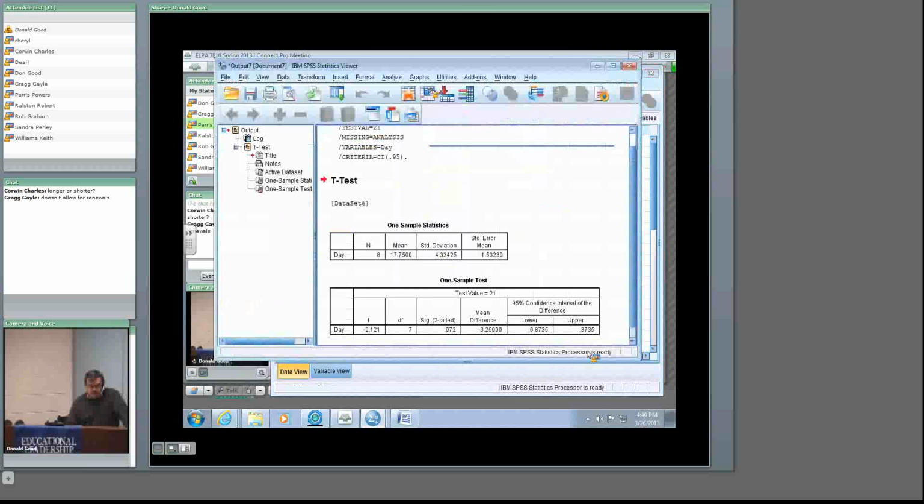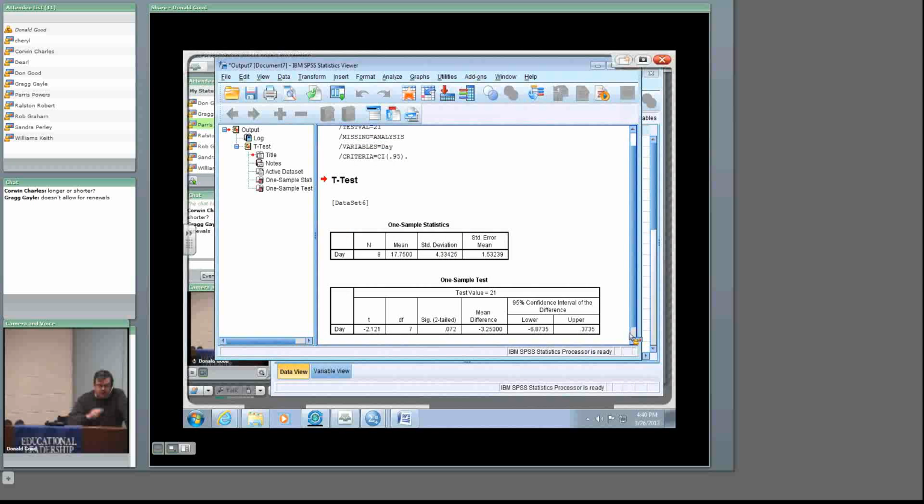Now, some key things here. It tells me that my mean is 17.75 days. So they're checking out books a little less than 18. Now, if the time limit was longer than 21, would they check them out longer? I don't know. Maybe. That's why I think this is kind of a bad design. But the mean is 17.75. The standard deviation is 4.33 something.